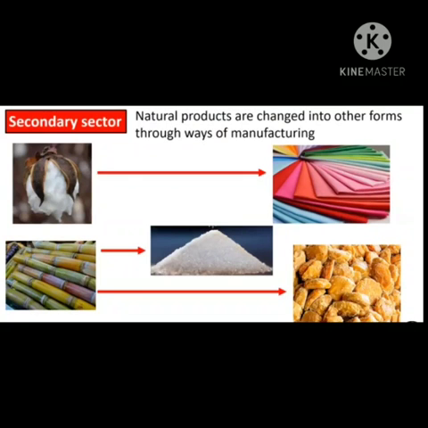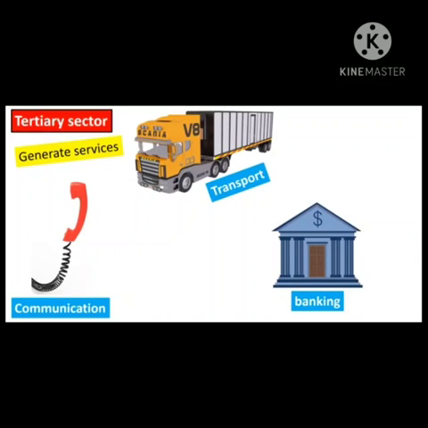Now, secondary occupation involves conversion of raw material into articles of utility. For example, raw cotton is processed into cotton textiles through machinery. Tertiary occupations include activities that provide essential services to the people, for example, teaching, transportation, banking, etc.